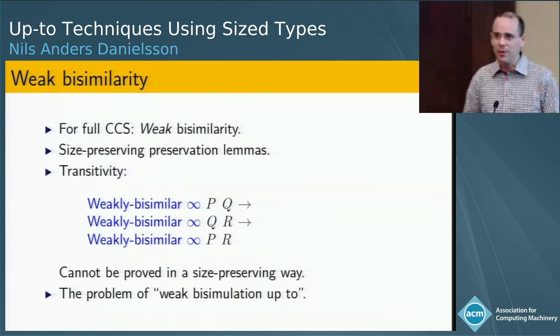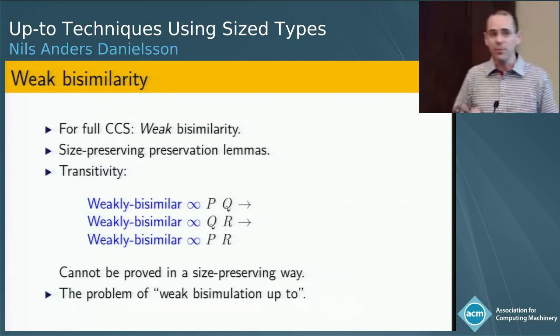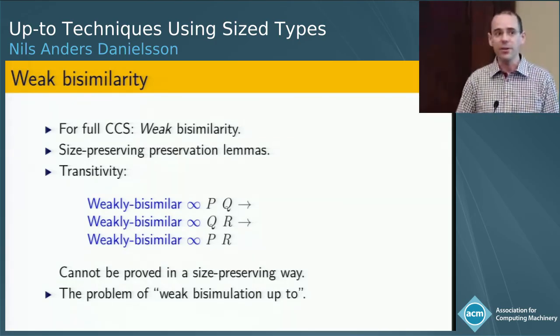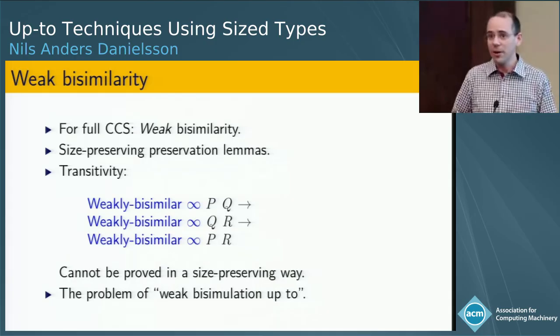But transitivity is a bit different. So weak bisimilarity is still transitive, but it's actually provably impossible to prove transitivity in a size-preserving way. So we can prove transitivity in this way: if P and Q are bisimilar at size infinity, and similarly for Q and R, then we get a fully defined bisimilarity proof between P and R. But it's impossible to replace these with a size I, an arbitrary size I. Fundamental problem of weak bisimilarity.